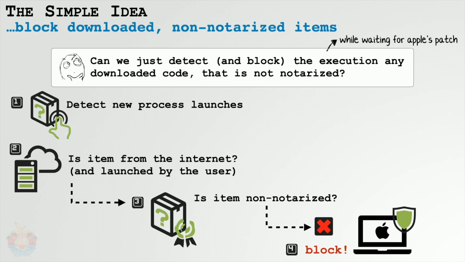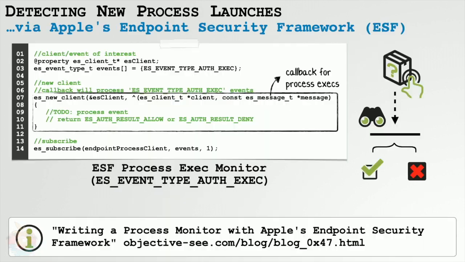And ultimately, if it's not, I'm just going to block it or alert the user that what they're about to launch is unnotarized. So now we're going to walk through each of these steps to describe how I approached this. Again, with the goal of blocking unnotarized code from the internet. So using Apple's new Endpoint Security framework, we can very easily monitor for new process events.